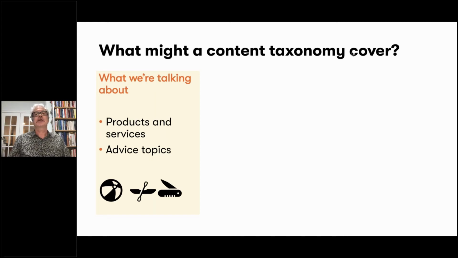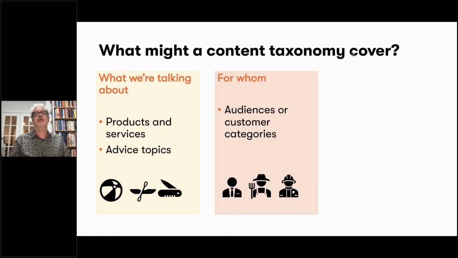So while these are the most common things that people use a taxonomy for, we're not at all limited to this. Another really useful thing to indicate is for whom the content items are intended. Now, in many organizations, you may have some sort of customer segmentation or audience segmentation. And that's going to vary according to what kind of organization you work for.